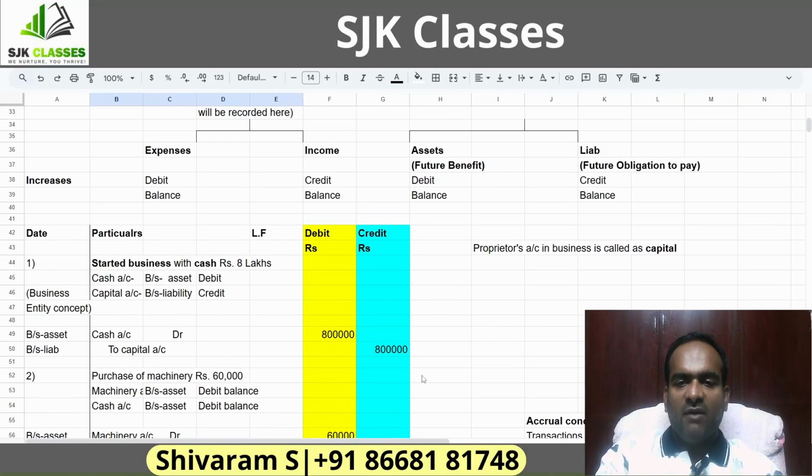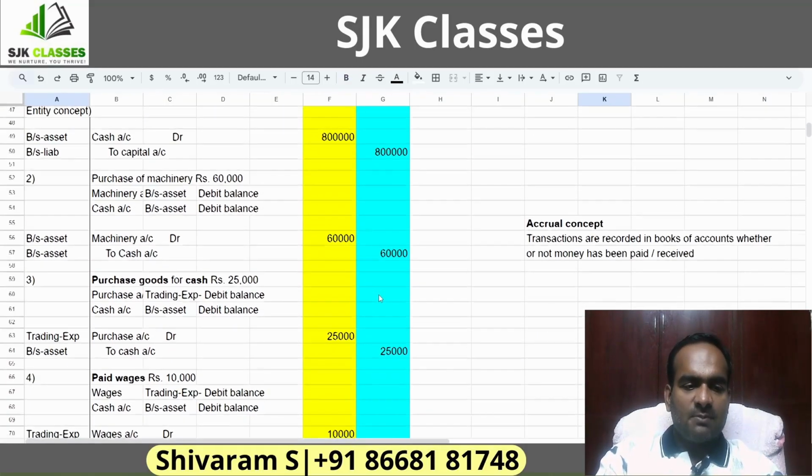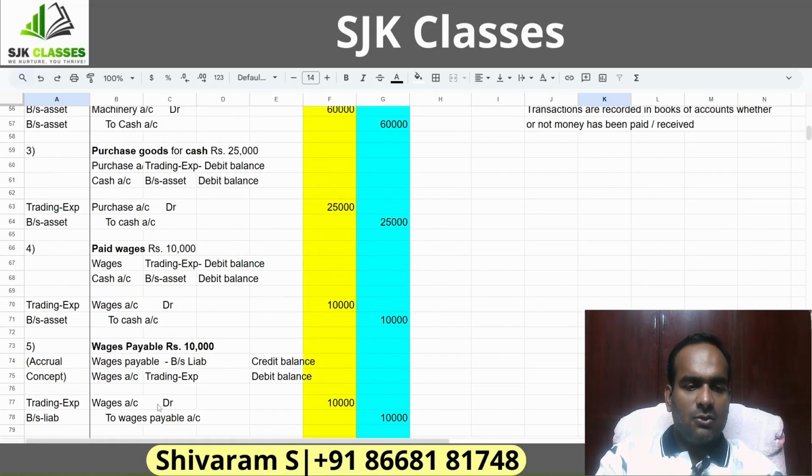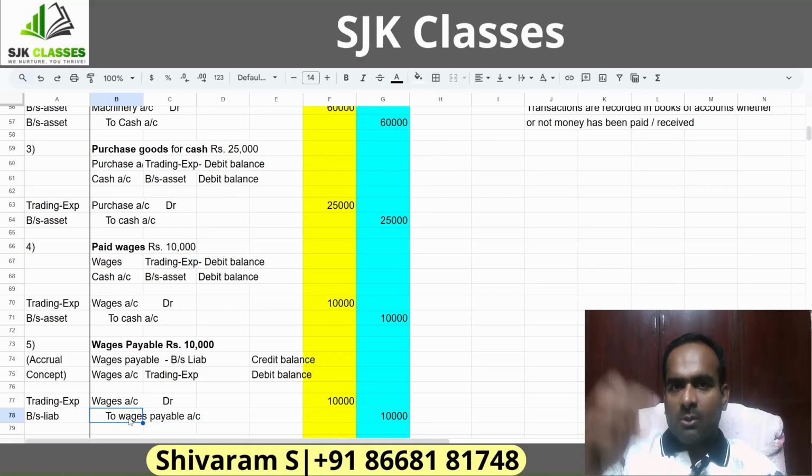So what happens when liability increases? When liability increases, I have to give a credit. That's what we'll do now. Wages payable will be given a credit. So it's going to be 'to wages payable'. And what about wages? Since I have availed the services, expenditure shoots up for the entity. So I have to debit the expenditure account. So wages account debit to wages payable. That's the accounting entry over. Now let's look at the flow of events.